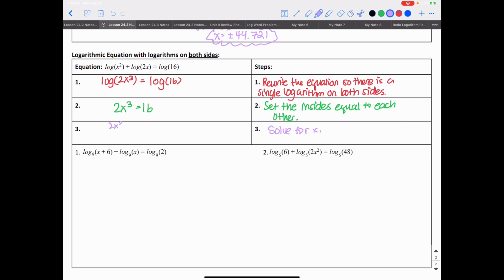So I have 2x cubed is equal to 16. I'm going to divide by 2 on both sides. I'm going to get x cubed is equal to 8. I'm going to take the cube root of both sides. And that's going to give me x is equal to 2.